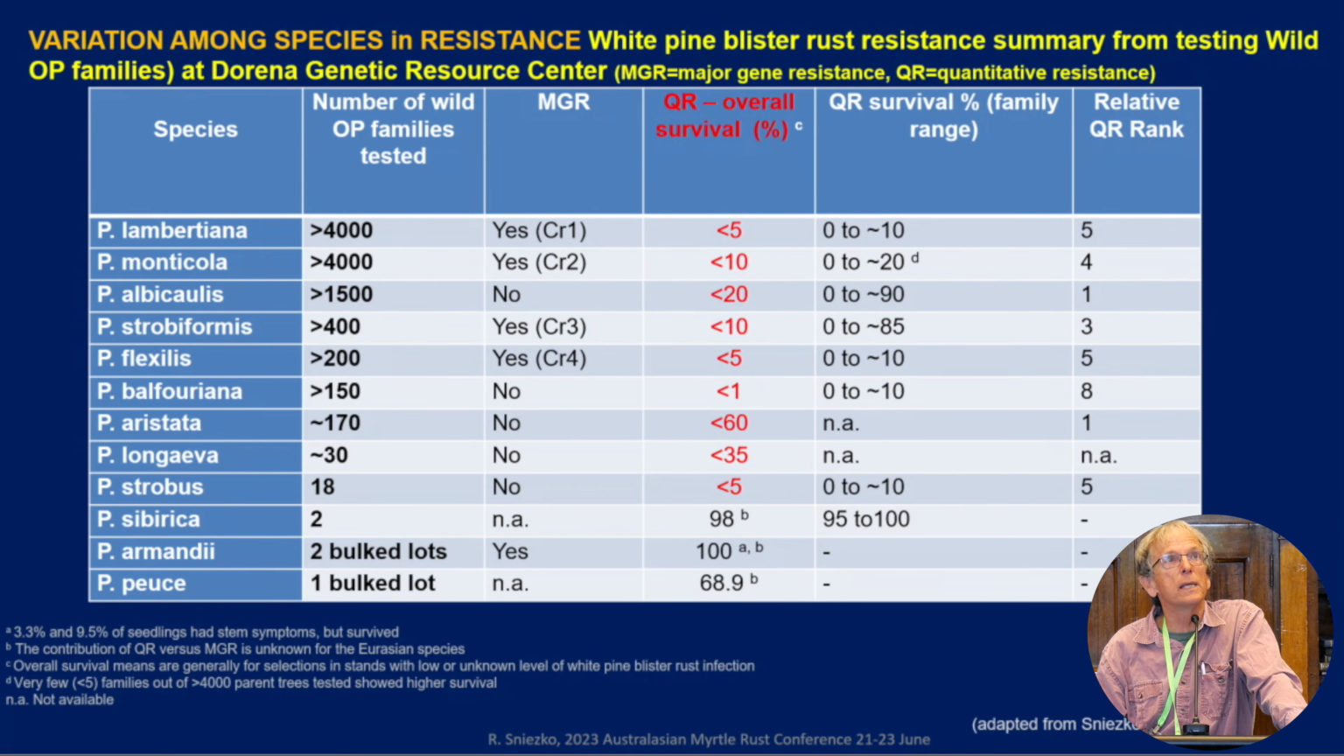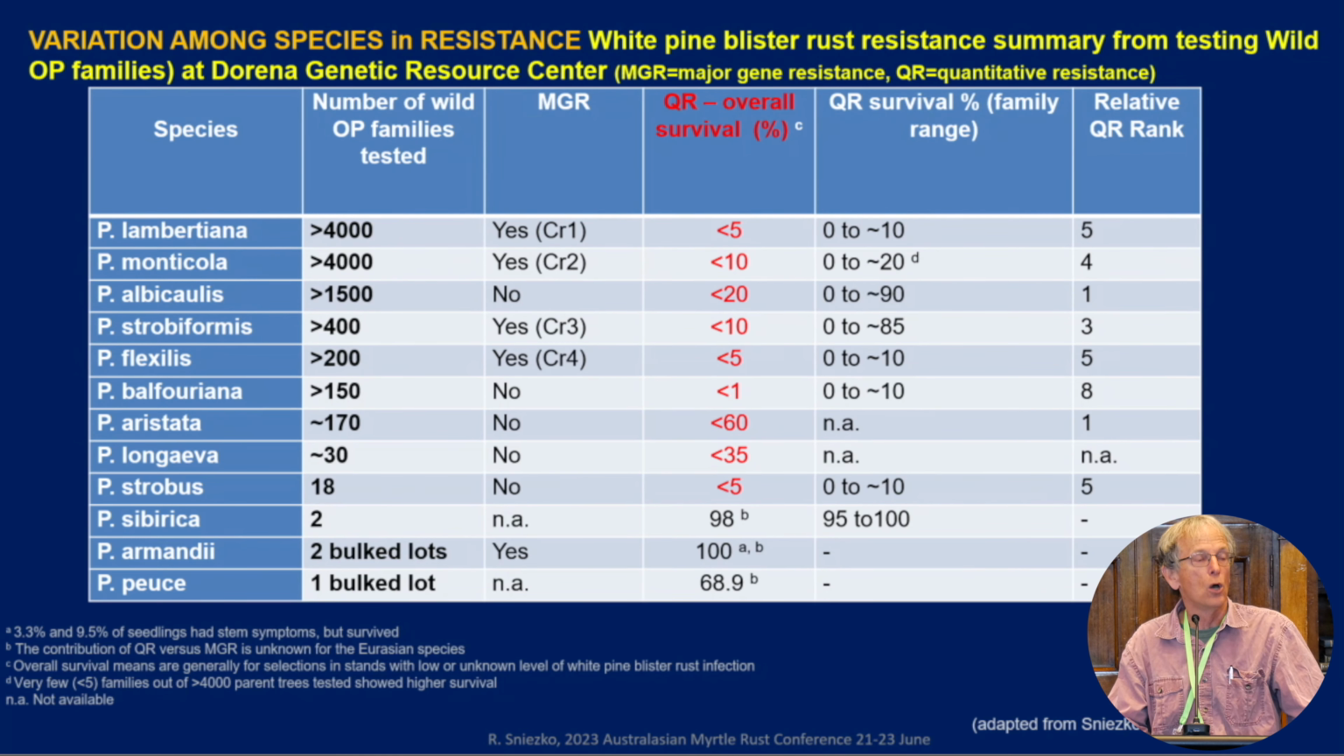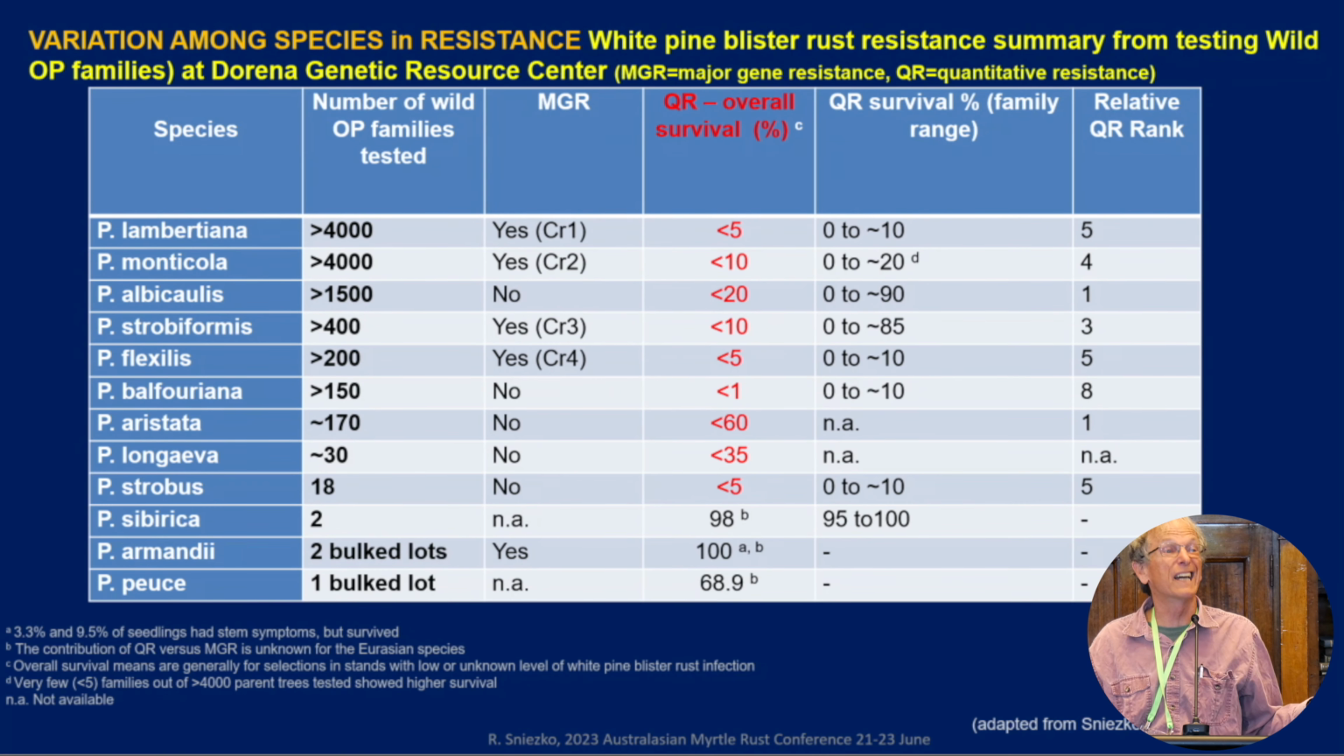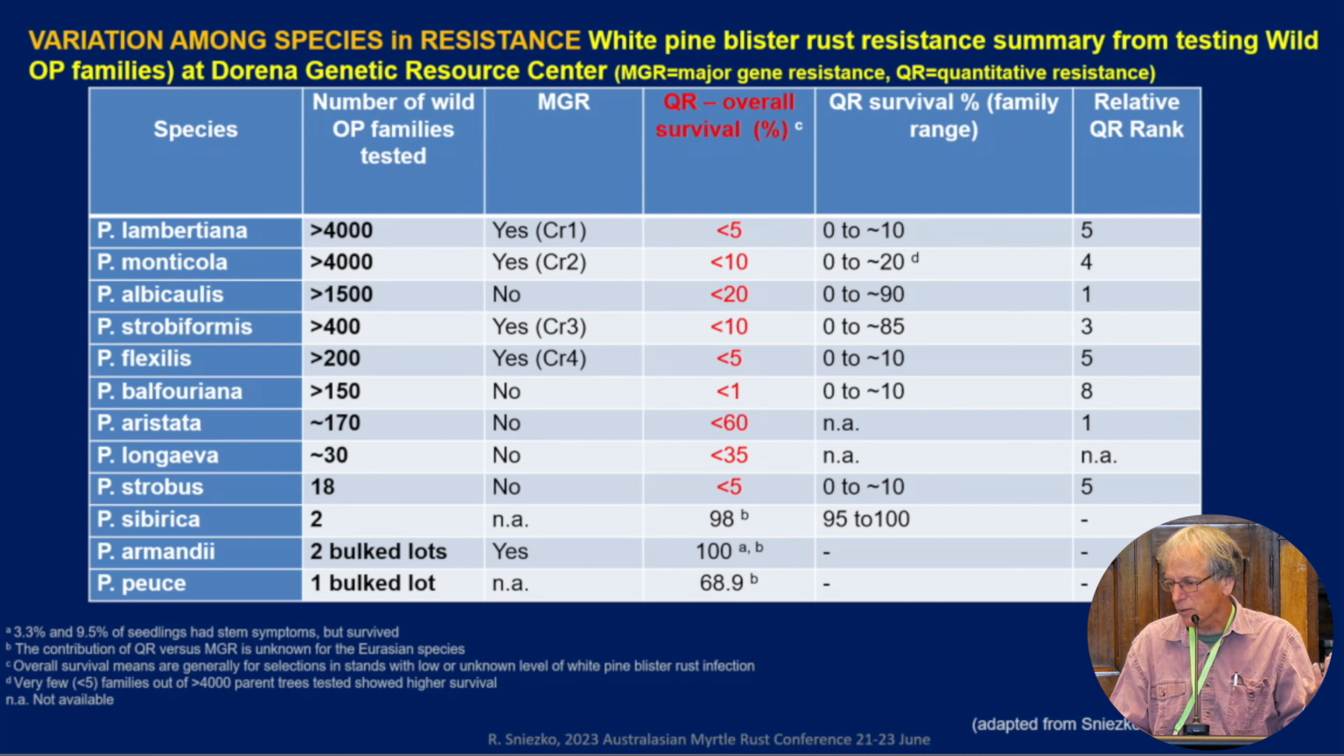For the 9 species of 5-needle pine that we have here, the column on the left shows a number of families we've tested for Pinus lambertiana, Pinus monticola. We've tested over 4,000 families for each of those over decades, okay? And the level of resistance in sugar pine or Pinus lambertiana is, we're lucky if we get 5% survival in most of those families, ignoring the major gene resistance. And Pinus monticola, maybe we're lucky if we get 10% survival. There's a couple families with survival above that.